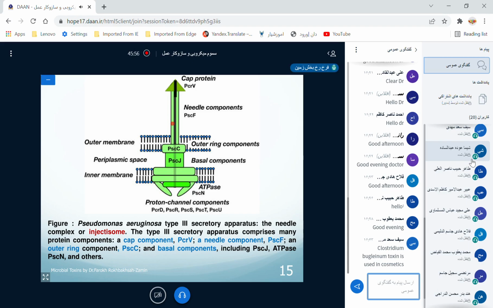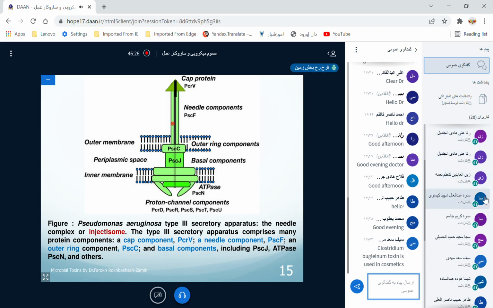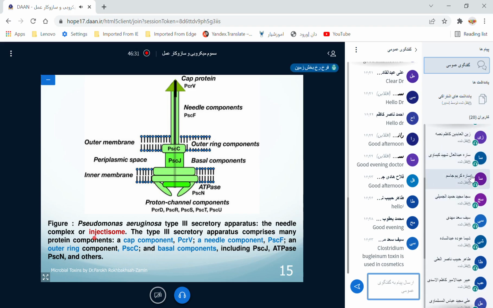Previously, you understood there are some pili, by which bacteria attach to each other, or fimbria attach to the target cell, but this is used for attachment and injection of toxins. So, two jobs: attachment and injection of exotoxins. What do we call it? We call it injectosome. It is injectosome.